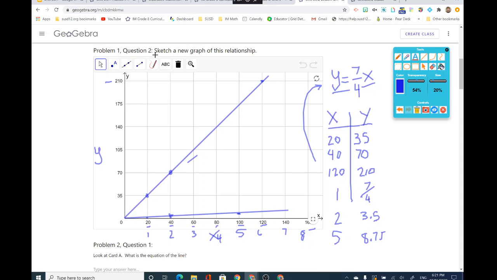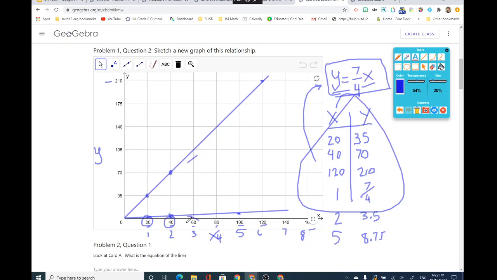Okay, so question number 2 says sketch a new graph of this relationship. You need a pencil and paper. You need to make this table using the same proportional equation, and then plot your points according to the scale they gave you. And I'll be checking your work. I want to see that your points are plotted according to the scale that they gave you. Okay, get to work on that.